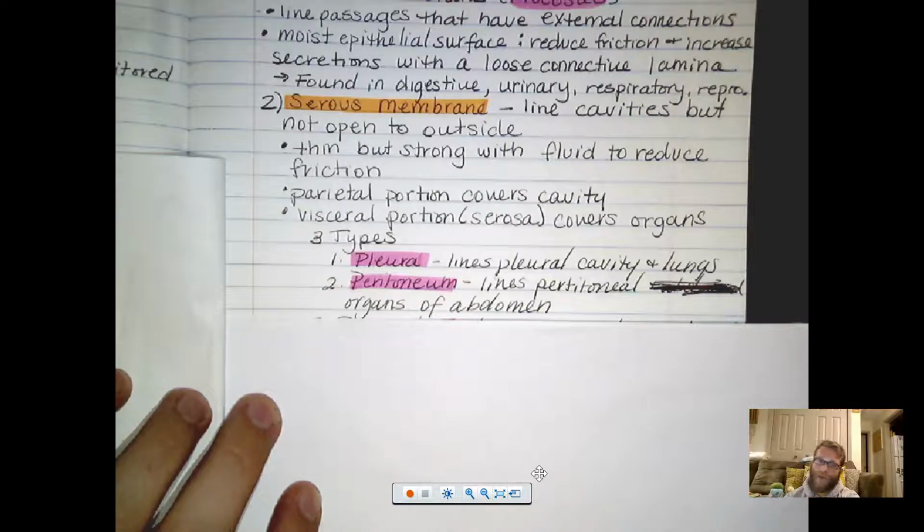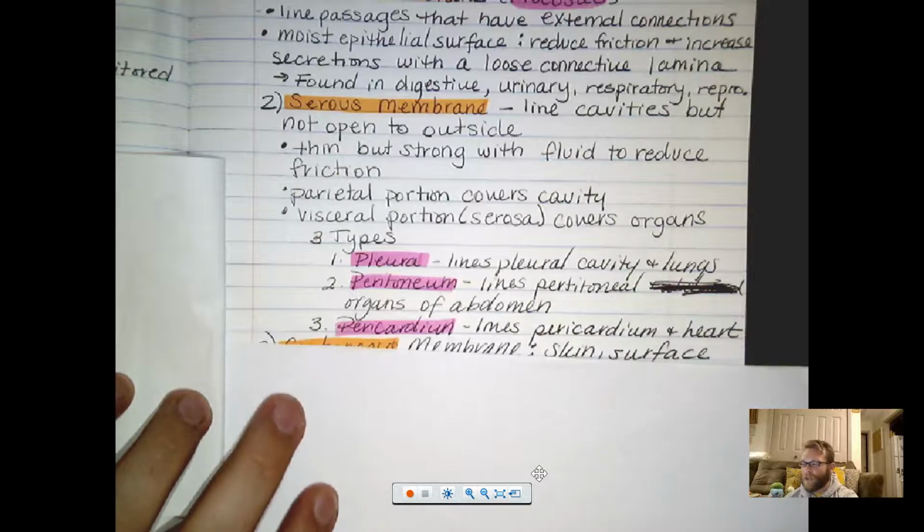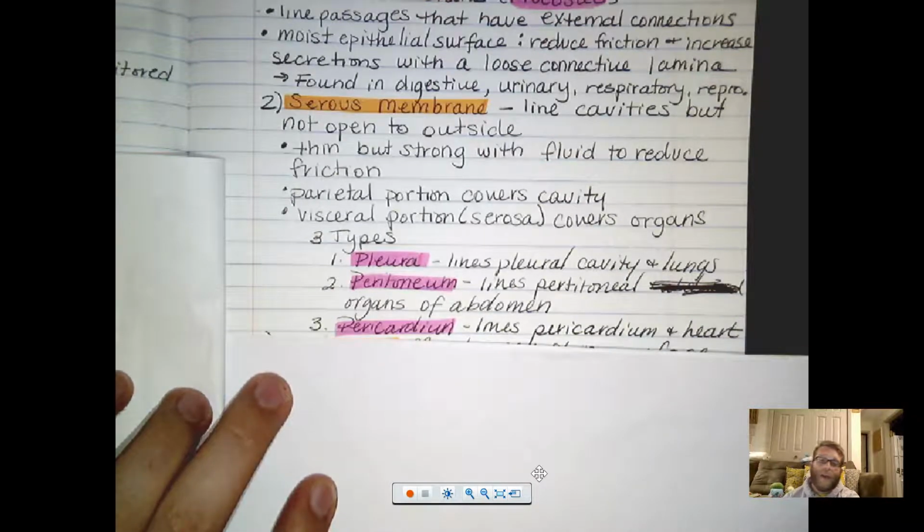peritoneum. Okay. So when we do our cat dissection, that's one thing we got to cut through a little bit later is your peritoneum. So that's P-E-R-I. Remember, peri means around. So peritoneum is around your organs. Okay. And then the last one is your pericardium. So your pericardium is going to be lining your pericardial cavity as well as lining the outside of your heart.